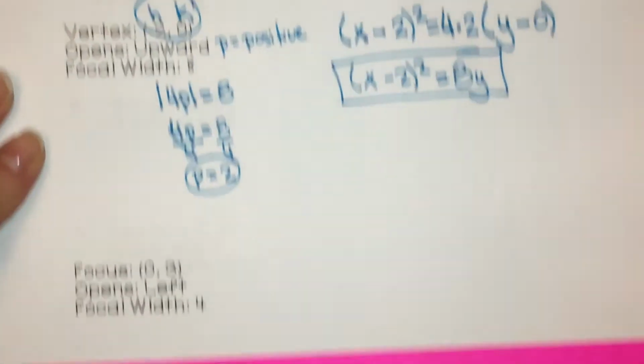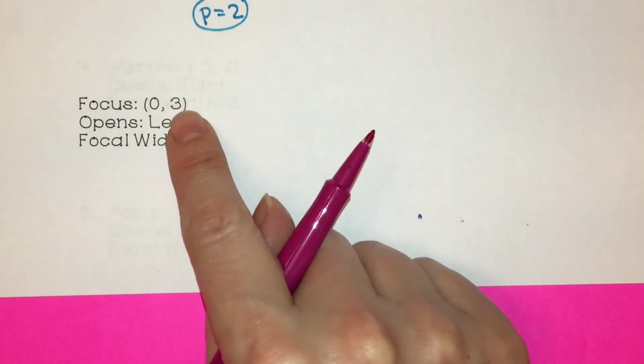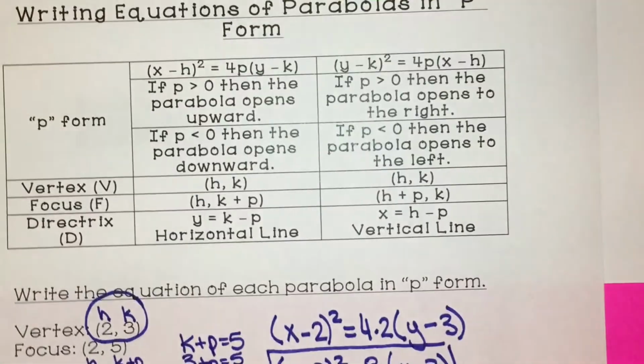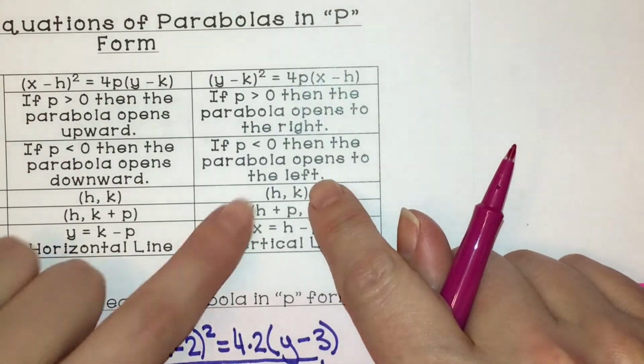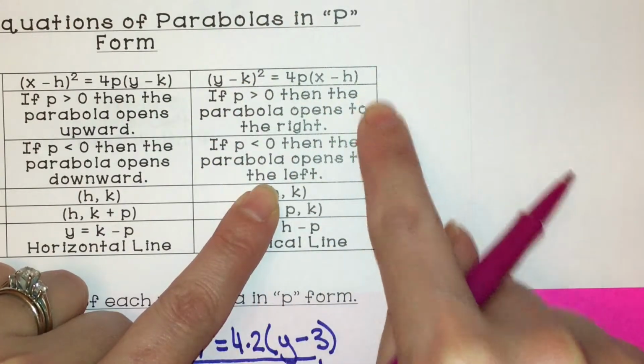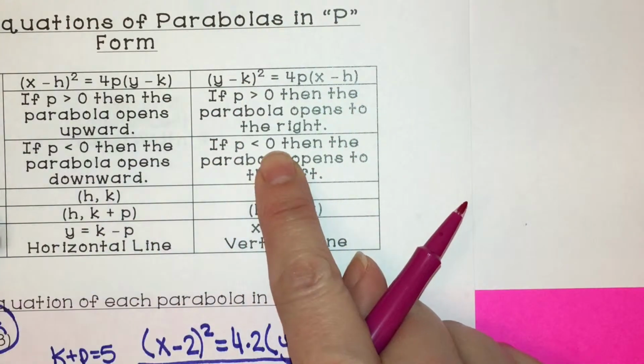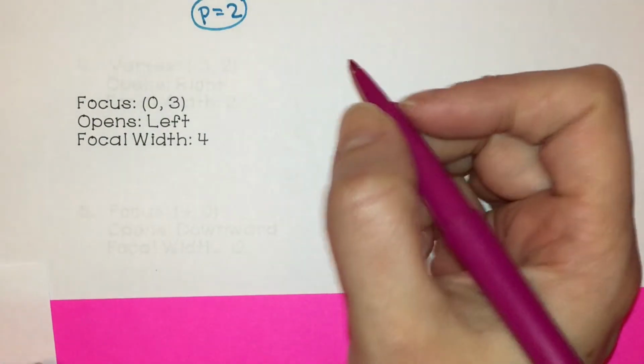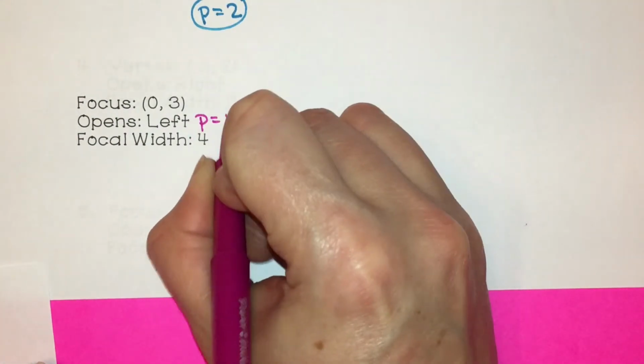Okay, I'm just going to go through one more that's just slightly different, and I'll let you try some on your own. All right, so focus is at 0, 3. It opens left. Focal width of 4. So if it opens left, that means it has to be in this form and P is less than 0. So P is negative.